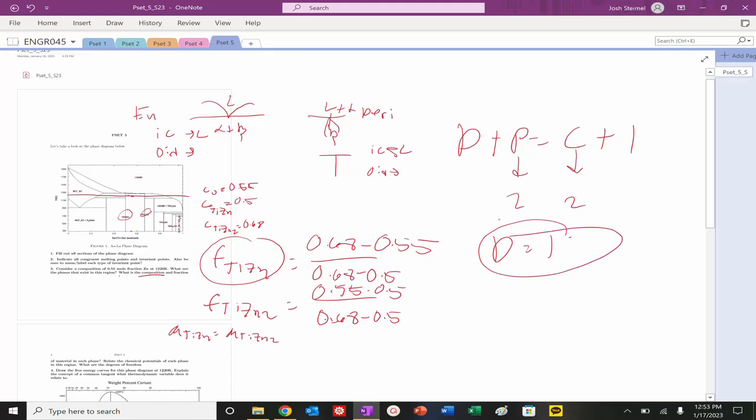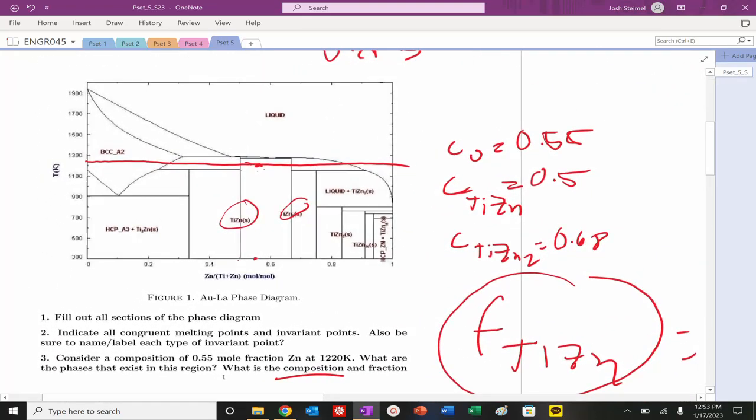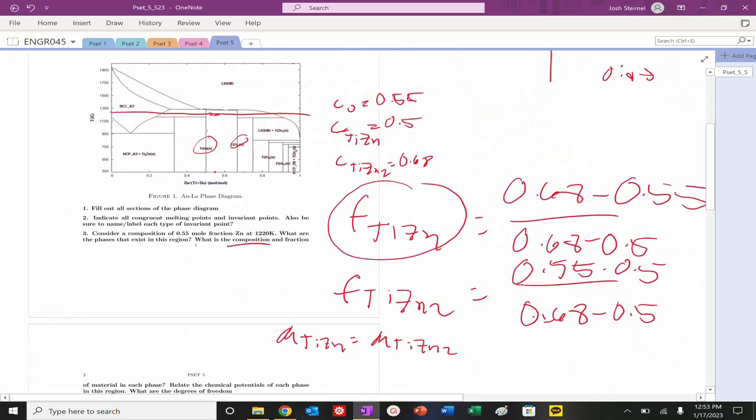Makes sense. If I change temperature here, I'm going to change my composition. If I change composition, I'm also going to change the temperature at which these exist. So they'll phase separate in this region. Excellent. So we got it.